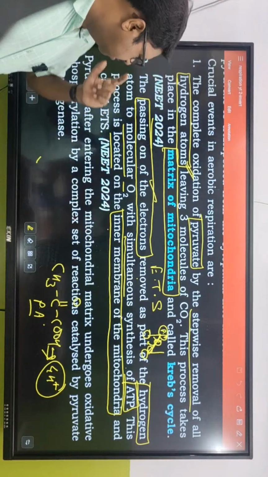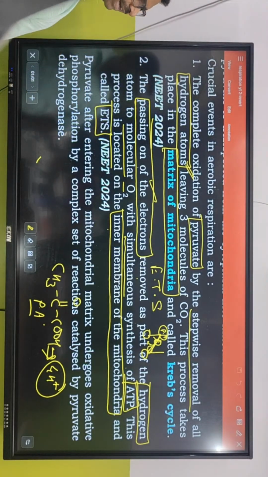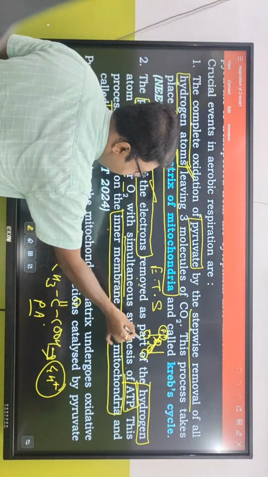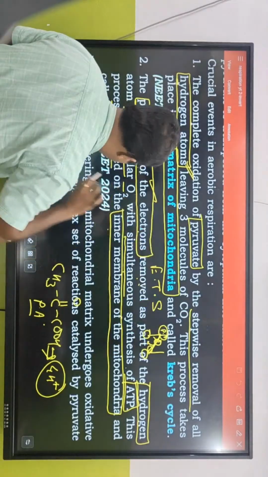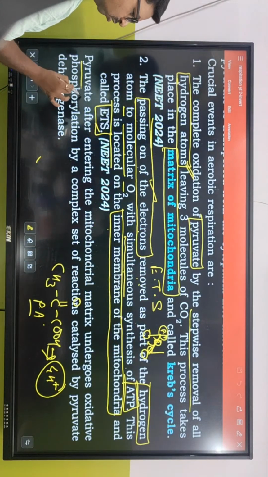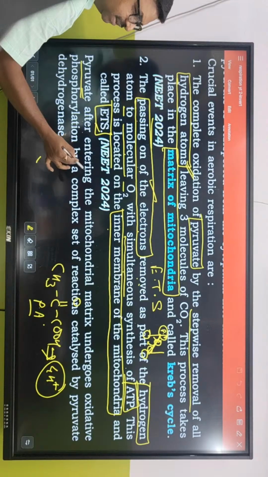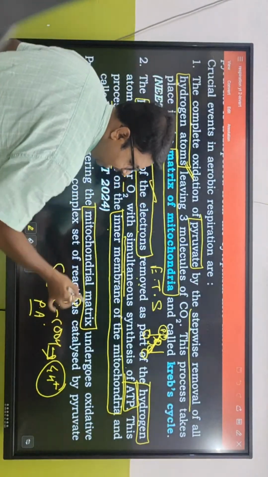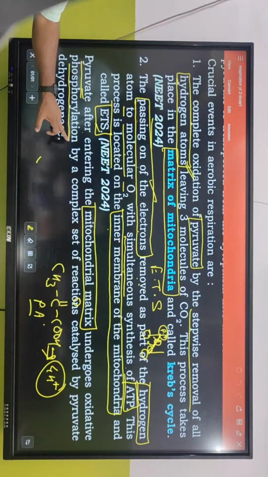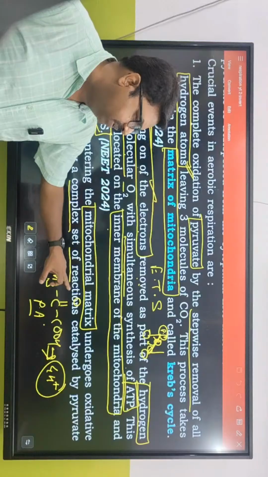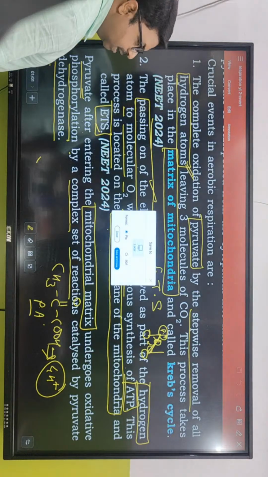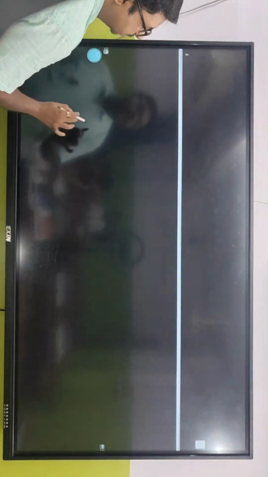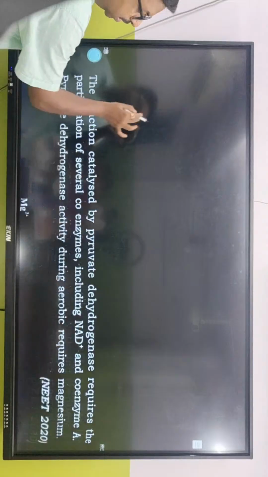In the mitochondria it is called ETS. Again: the passing of the electron removed as a part of the hydrogen atom to molecular oxygen with simultaneous synthesis of ATP. And this is called ETS. Pyruvic acid after entering the mitochondrial matrix undergoes oxidative decarboxylation by a complex set of reactions catalyzed by pyruvate dehydrogenase.